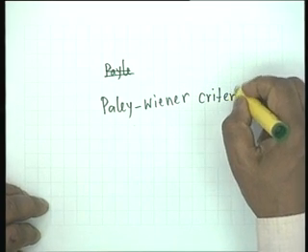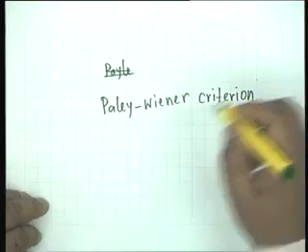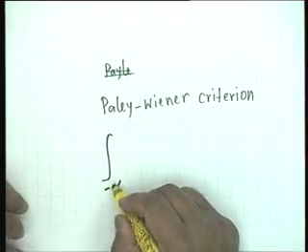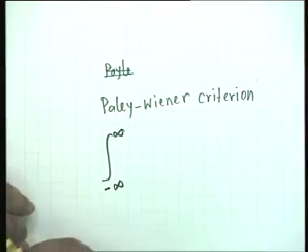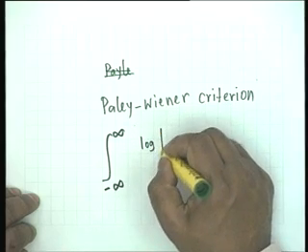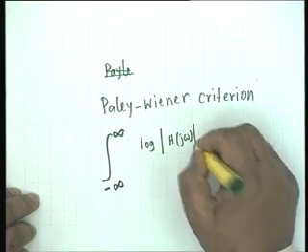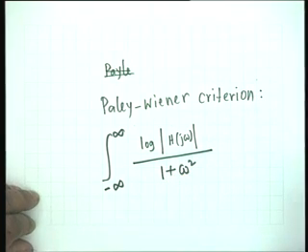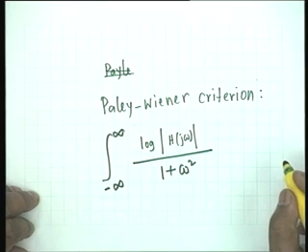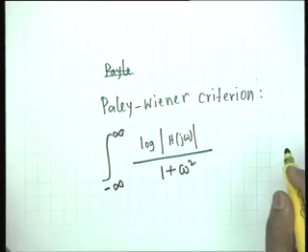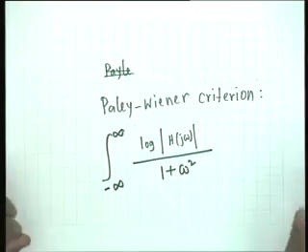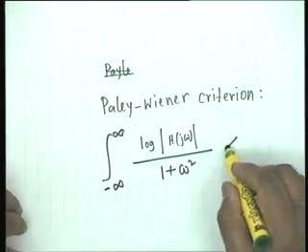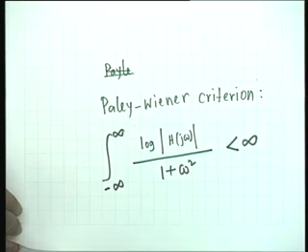The result is, the Paley-Wiener criterion says that if H of s is given in the frequency domain, the integral from minus infinity to plus infinity of log of magnitude of H of j omega divided by 1 plus omega squared, it's hard to see why it is so. It can be proved, but we shall not prove it. The proof is rather involved. The Paley-Wiener criterion says if the network is causal, then this must be finite. This must be less than infinity.